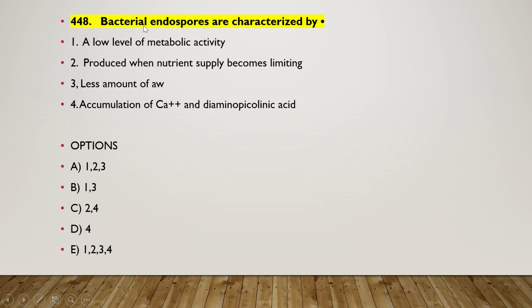So next one is: bacterial endospores are characterized by a low level of metabolic activity, produced when nutrient supply becomes limiting, less amount of water activity, accumulation of calcium and dipicolinic acid. And the right answer is option E. That is all the options are correct regarding bacterial endospore.